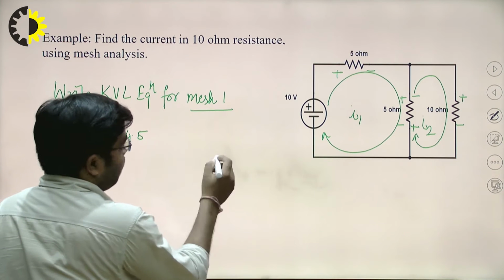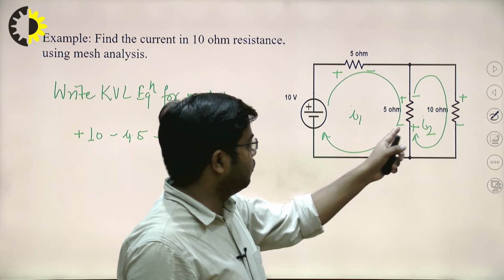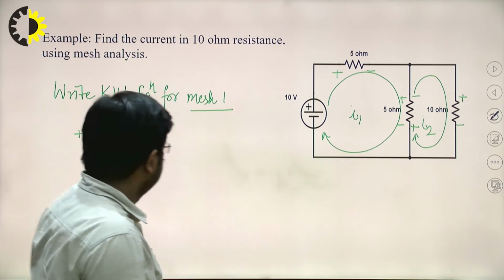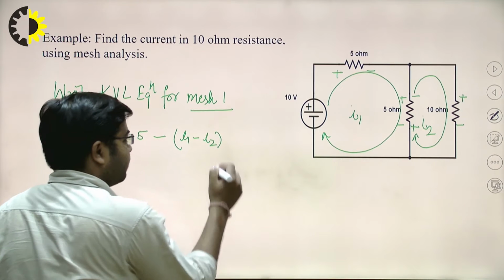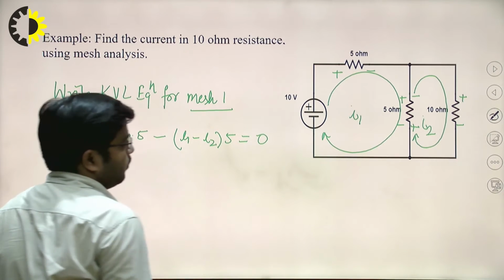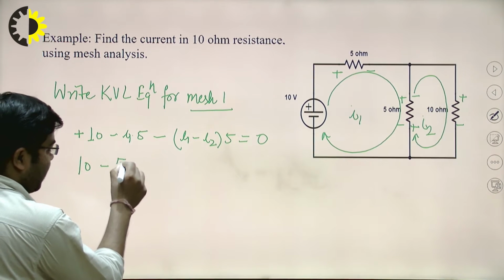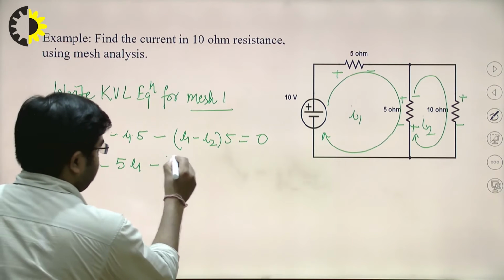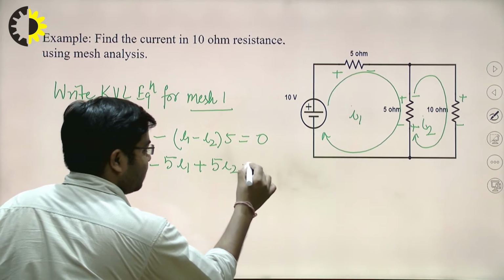Similarly, you can write minus here, because you are going from plus to minus. So minus sign will be here. Then this I1 current minus I2. So here will be minus (I1 minus I2) into 5, that is equal to 0. Okay. So 10 minus 5 I1 minus 5 I1 plus 5 I2, that is equal to 0.